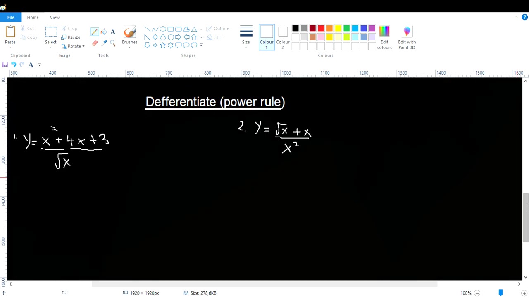In this video, I'm going to show you how to differentiate these two functions on screen. I'm going to apply the power rule. Let's start with this one.